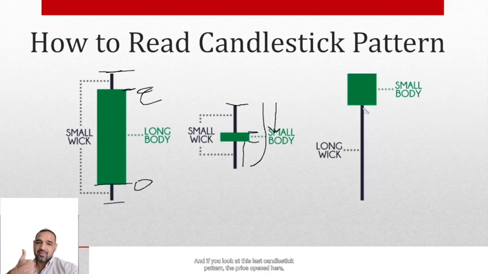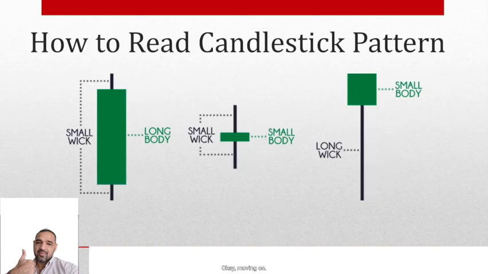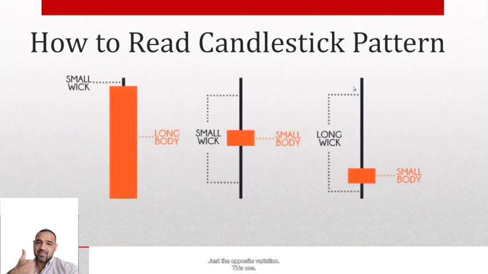And if you look at this last candlestick pattern, the price opened here, the market came all the way down lower, sellers are in control. Then the buyers took charge and reversed back and finally closed near the highs. So the meaning of this pattern is rejection of lower prices. The buyers are clearly in control. Okay, moving on, just the opposite variation. This one, I don't think there's much to go through. It's just the opposite to what we have just shared earlier. This is the selling version of it.